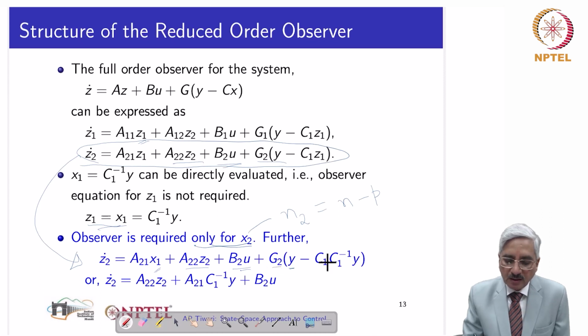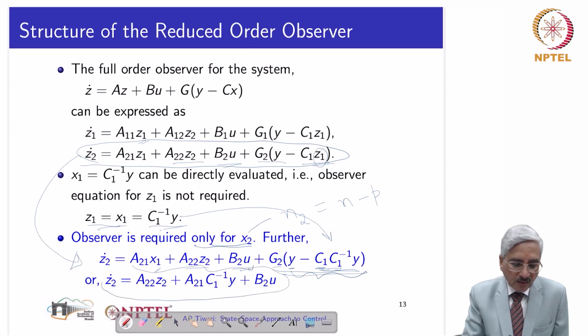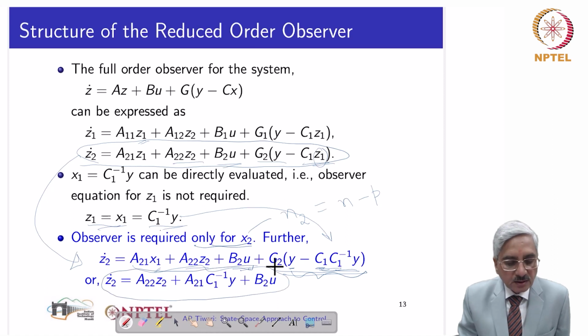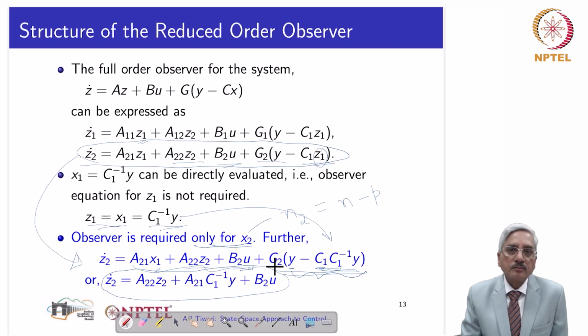So in G2 into y minus C1 z1, this z1 is C1 inverse y. So that C1 z1 becomes C1 C1 inverse y, and C1 C1 inverse is identity. So this becomes y minus y, or 0. So this term disappears and only the remaining three terms remain. The dynamical equation for the second subset, z2, becomes A22 z2 plus A21 C1 inverse y plus B2 u.